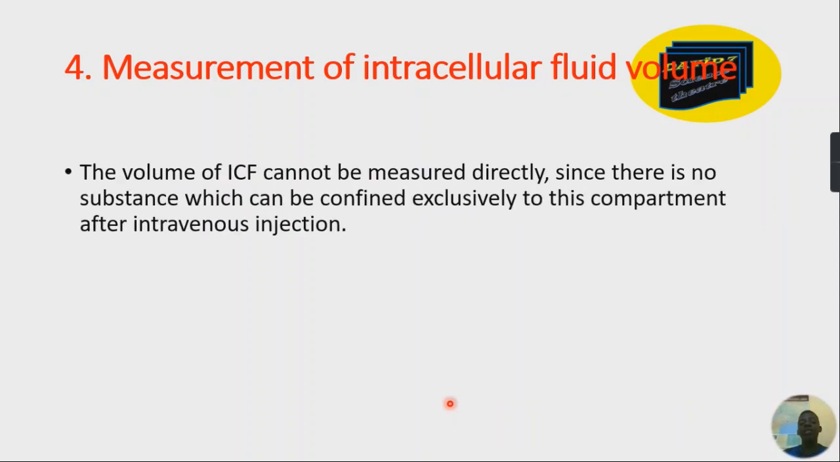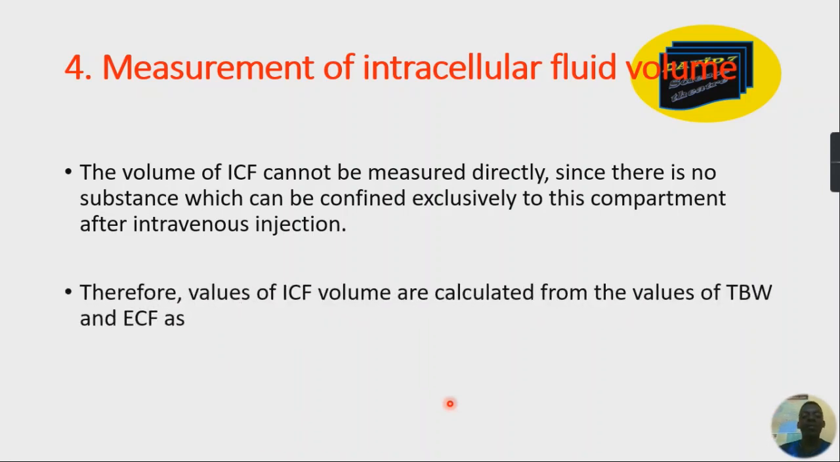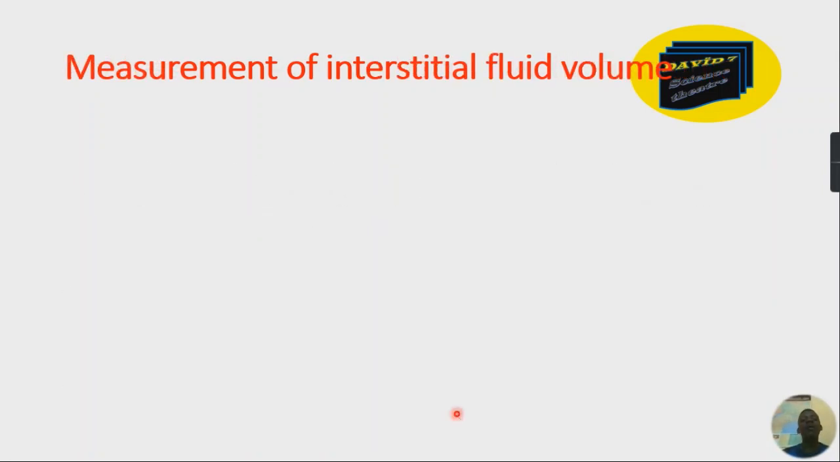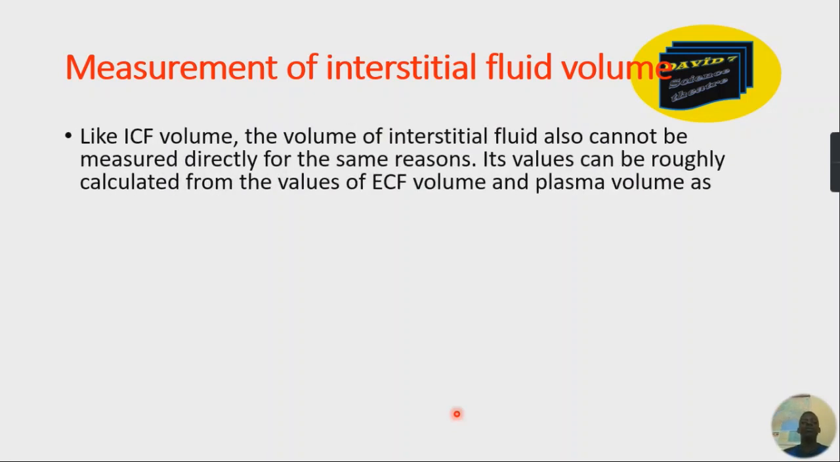The fluid within cells cannot be measured directly, since there is no substance which can be confined exclusively within cells after intravenous injection. Therefore, values of ICF are calculated from the values of total body water minus the fluid in the extracellular compartment. Okay, this is it. TBW minus ECF volumes.